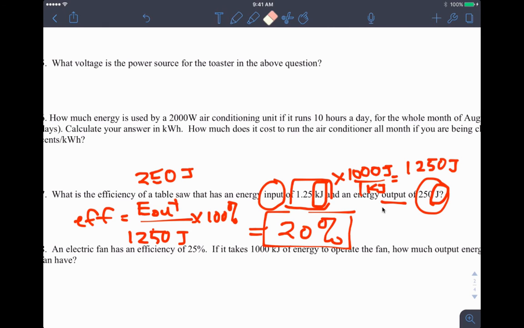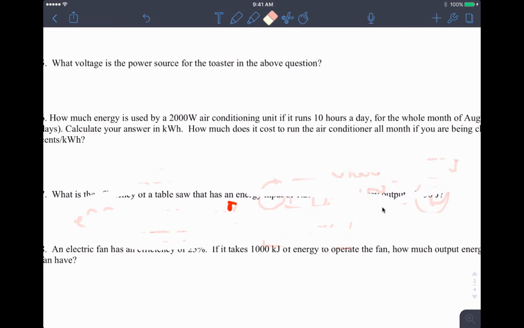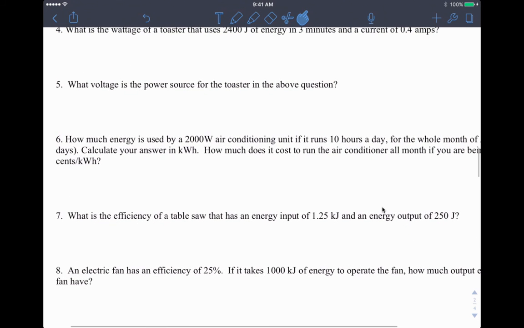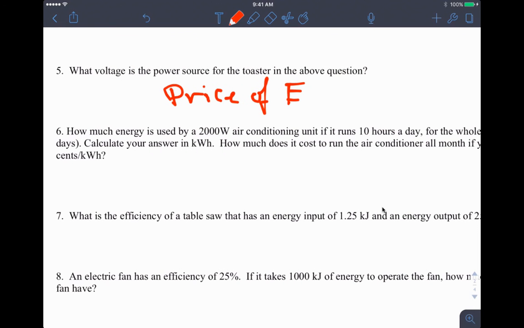Actually, there is one more that we need to do. So I'm going to clear this off. We need to look at calculating energy, in terms of the price of energy. You won't have to do this very often, but I may have a question or two that deals with the price of energy. How much does it cost? I'll write that up here, the price of energy. Not that you need to do that, but question number 6 requires you to do this.